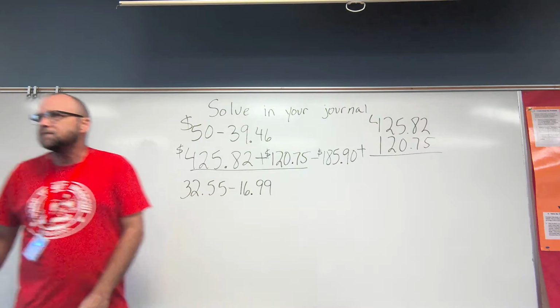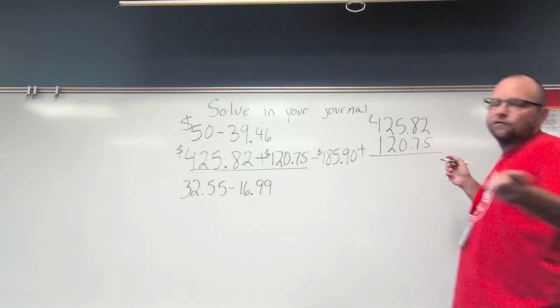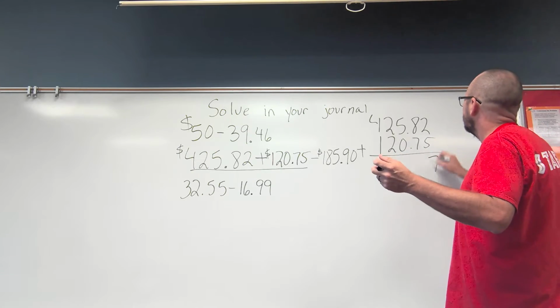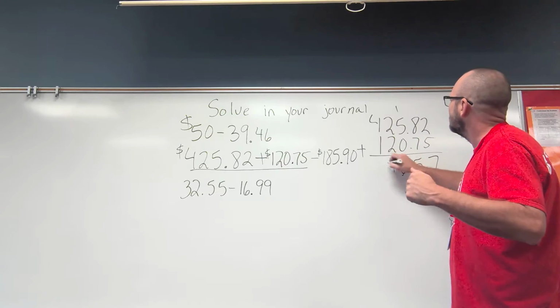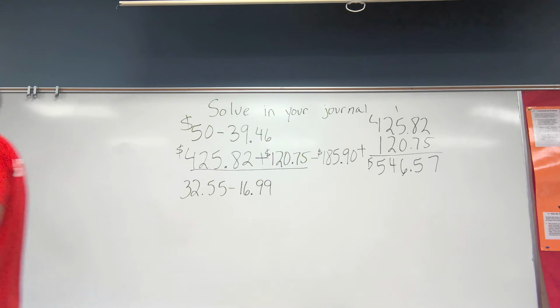All right, so we have to find the sum of these two numbers. So 5 and 2, I know you've already done this, so you can just check my work because I make mistakes too. That's 7, that's 15, decimal point comes straight down. That's 6, 4, so $546.57. Did I do that correctly? Yes. I know y'all did it in your journal. All right.